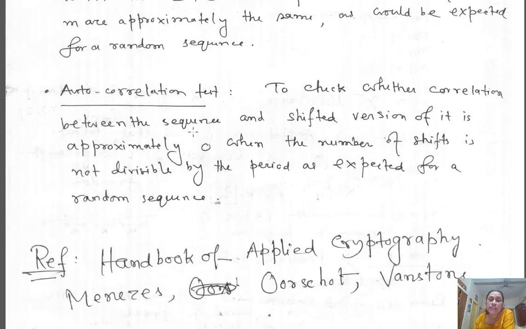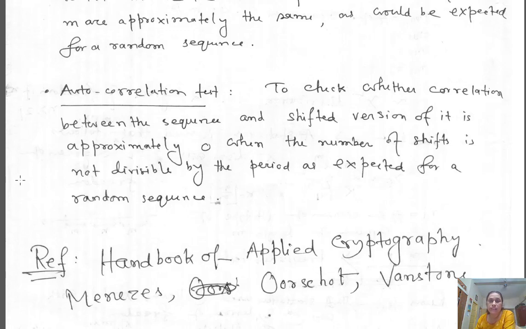And the autocorrelation test: this is the third rule stated in Golomb's postulates. It checks whether the correlation between the sequence and a shifted version of it is approximately 0 when the number of shifts is not divisible by the period, as expected of a random sequence.